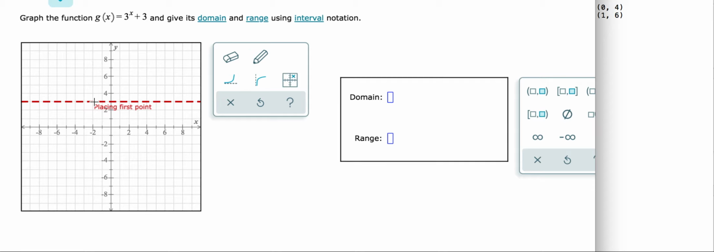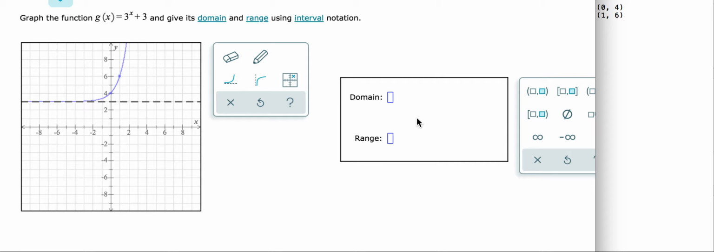Okay, and I'll show you another way of figuring that out other than by eyeballing. Okay, but let's finish graphing. Placing the first point, let's do 0, 4, the first point that we figured out. And then let's do 1, 6, that's the second point.